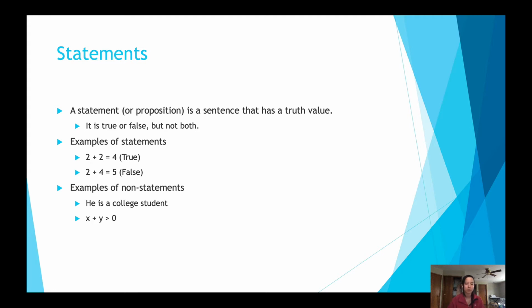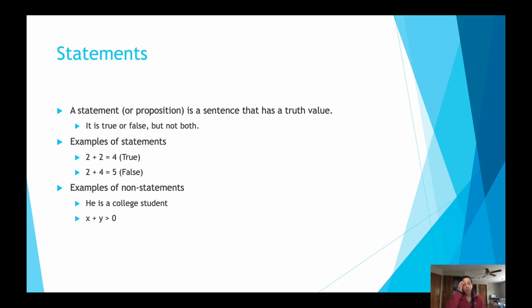And here are some examples of non-statements. He is a college student. We don't know who he is. He could be anyone. He could be my brother, who is a college student, but he could also be my dad, who is not a college student. So sometimes this sentence is true, sometimes it is false, so it's not always true or always false. It can be both. That's why this sentence is a non-statement.